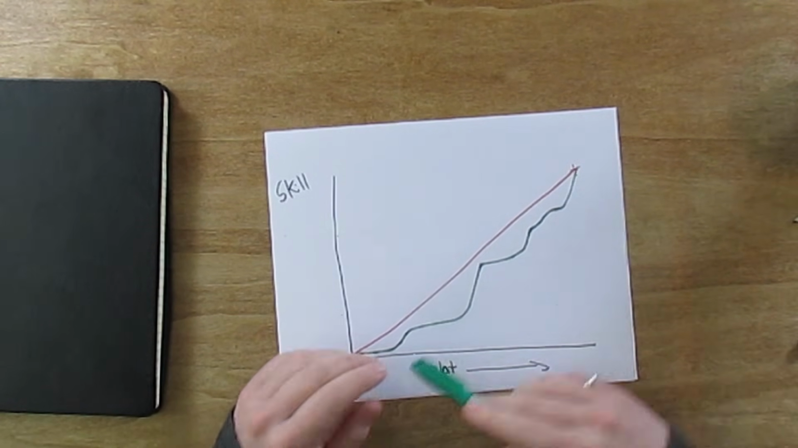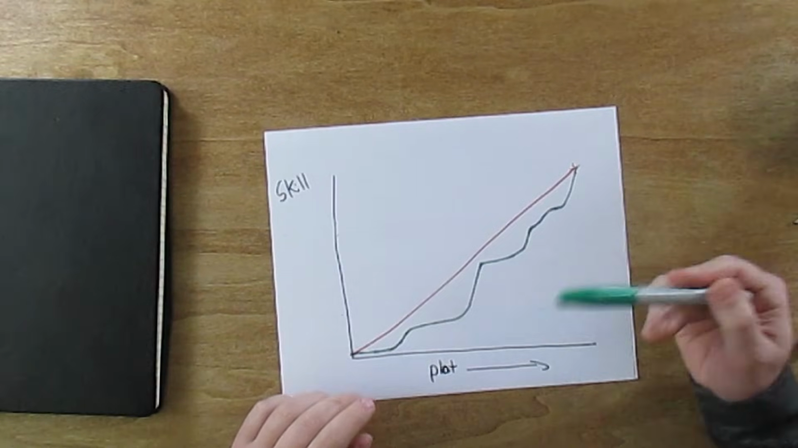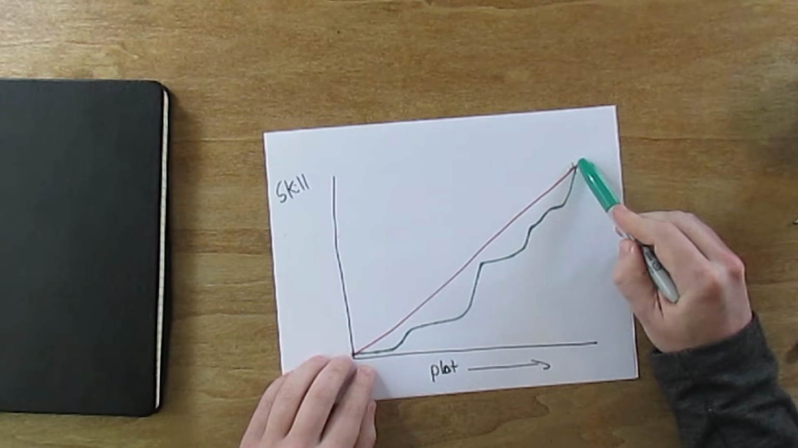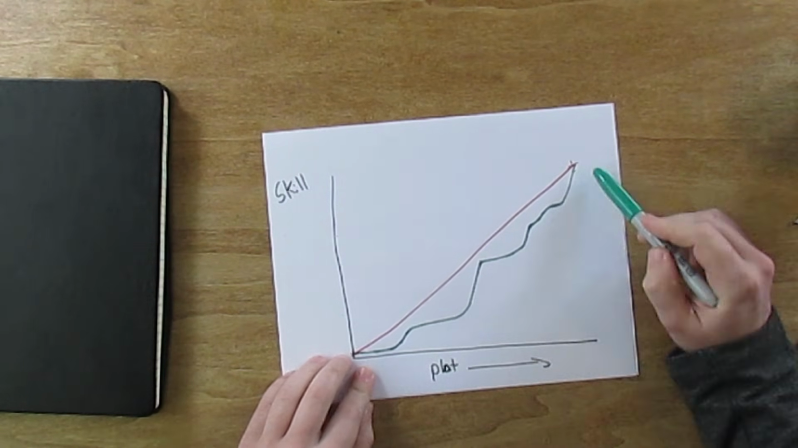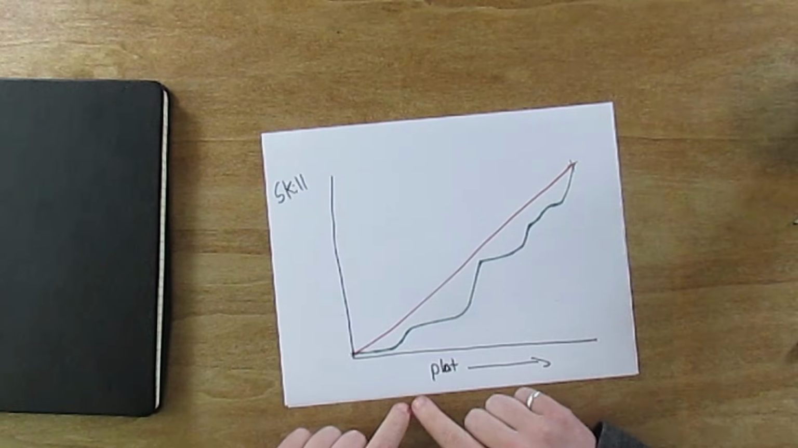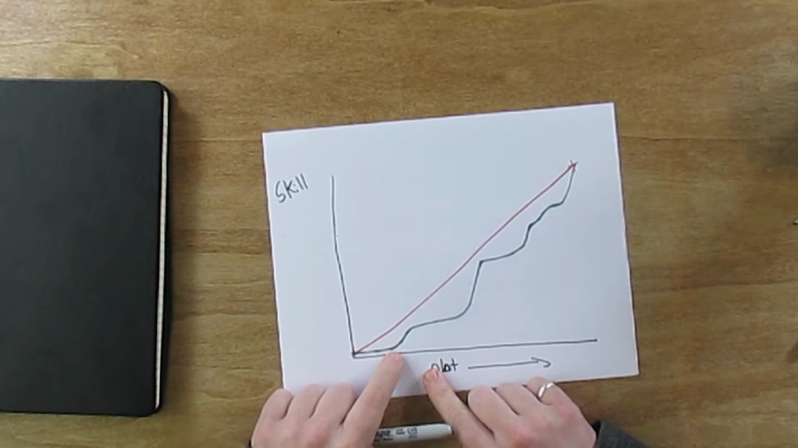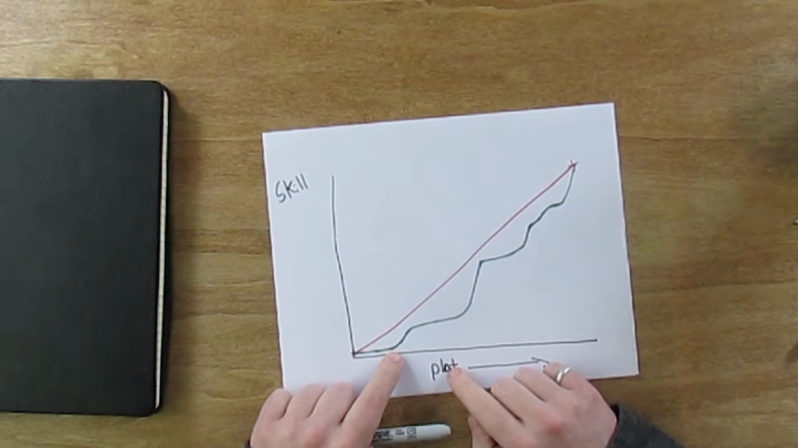These two characters are going through the same arc. They're starting out as kind of the same person, and they're ending up as the same person, the same different person, you know what I mean, at the end of the story. But how they got there is very different. The stories of the red character versus the green character are going to read way different.